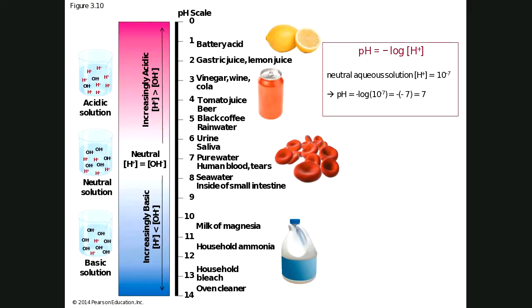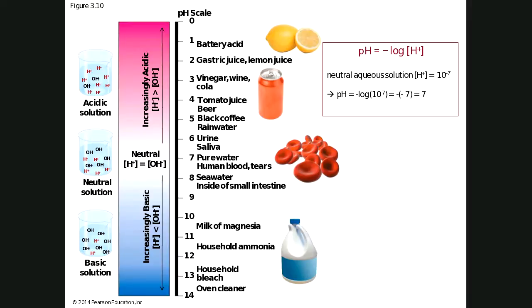Something that has neutral pH is neither an acid nor a base. The only thing that really has neutral pH in this scale is pure water. Human blood and tears are a little bit basic. Pure water is neutral pH. It's not an acid, it's not a base.